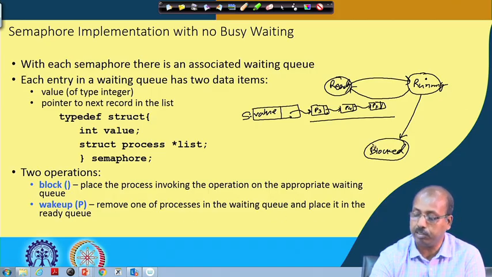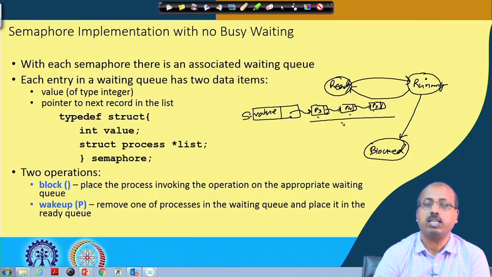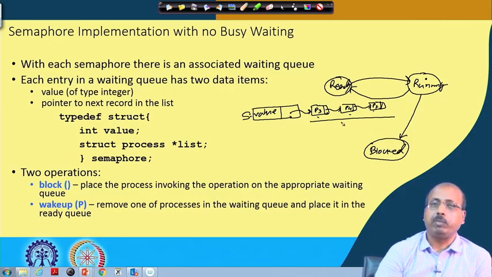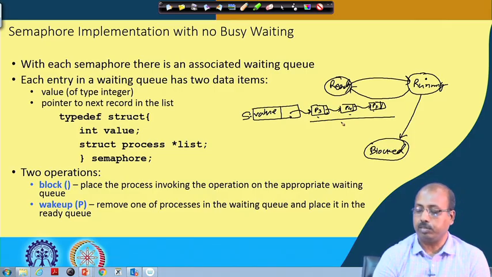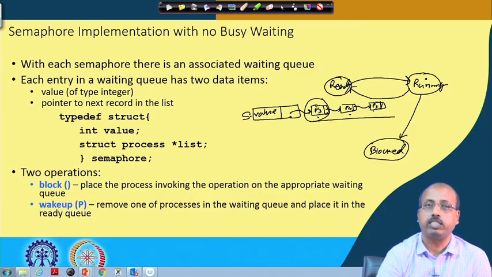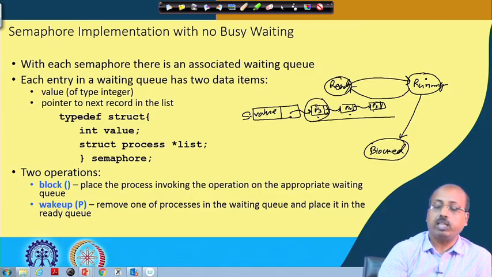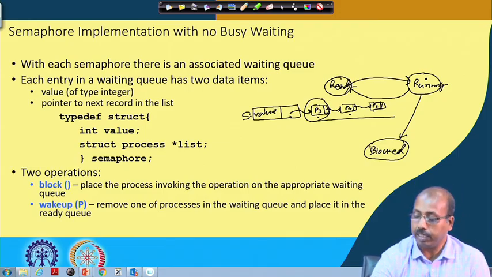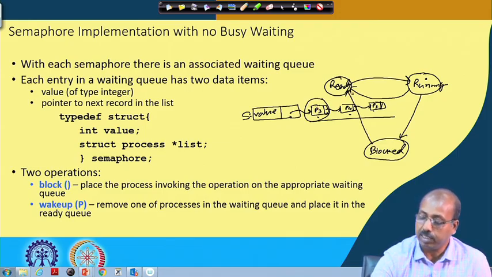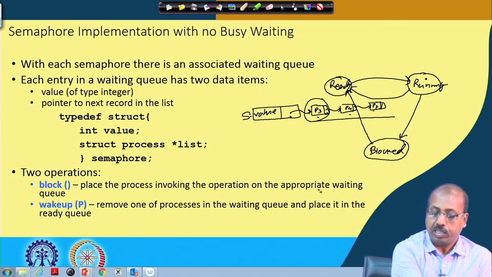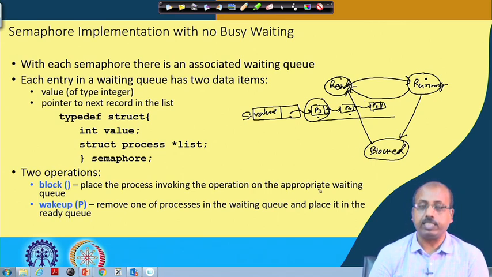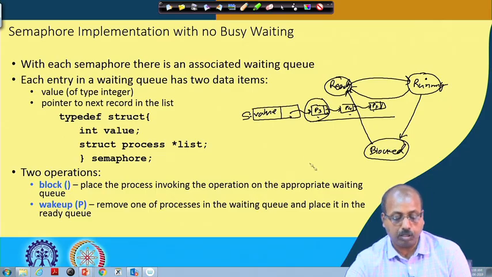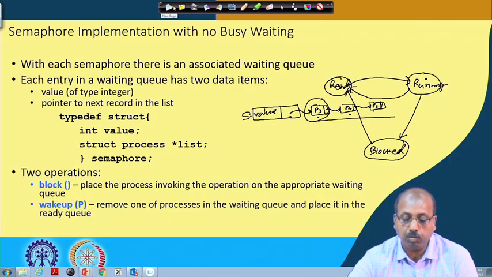Anything that executes a wakeup will take one process from this blocked state, either P3, P4 or P7, based on some policy. One of them will be picked up, maybe first come first serve, so like P3 came first, that process is woken up, or maybe they have some priority. Whichever process has the highest priority is woken up, and that goes back to the ready state. So, we remove one process from the waiting queue and place it in the ready queue. We have 2 new operations, block and wakeup.